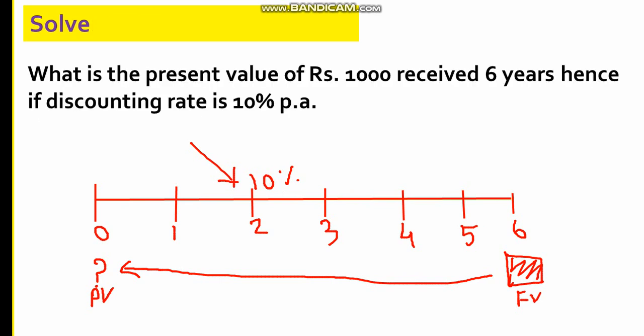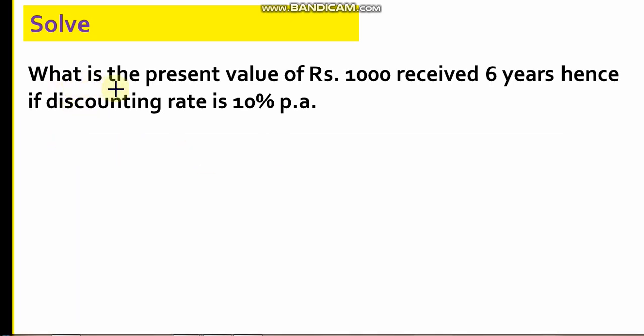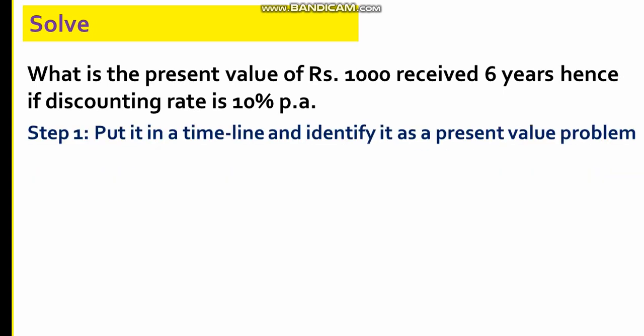Suppose we have a problem like this. What is the present value of 1,000 rupees received 6 years hence, if the discounting rate is 10% per annum? So the first step is we have to draw a timeline. Whenever we get a time value of money problem, the first step is to draw a timeline. So let's draw a timeline first.